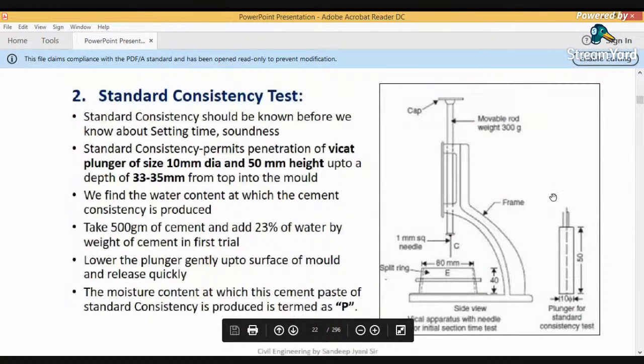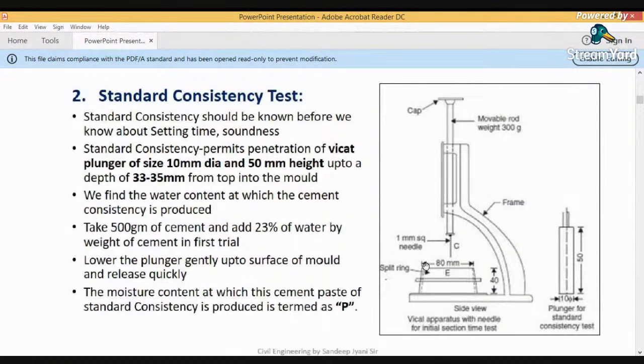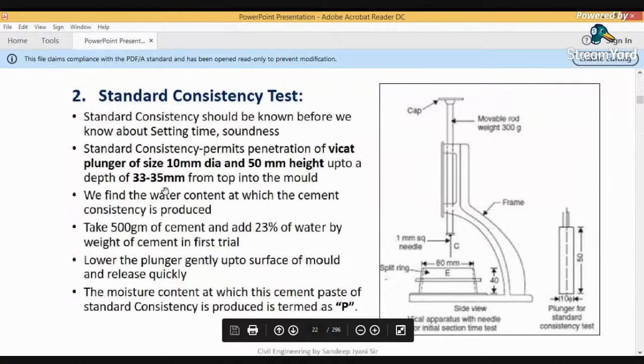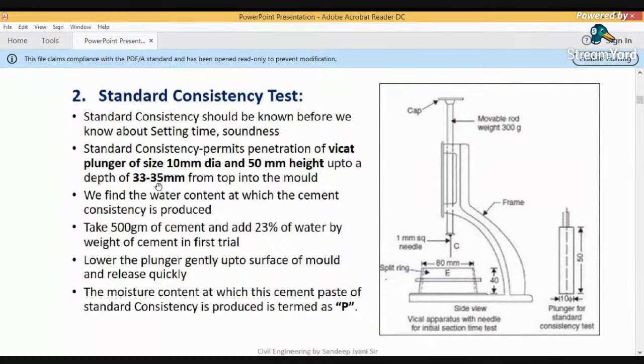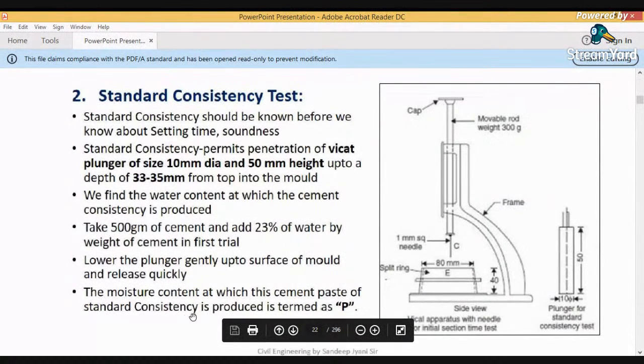Okay, so again, you are revising this. You can see on the right side, this is a Vicat apparatus. We are preparing a cement sample. We are taking a mold, and in this mold, we are taking a cement sample. Initially, we are adding 23% of the water. Then we release the plunger gradually, and then quickly. We have to measure the moisture content in the cement at which the plunger or needle can penetrate into the sample to a depth of 33 to 35 mm from the top of the mold. At that depth, you record the moisture content present in the cement, and that is reported as the standard consistency of the cement, represented by capital P.